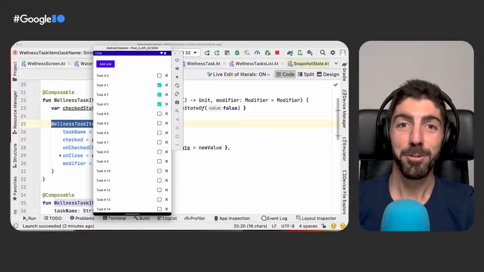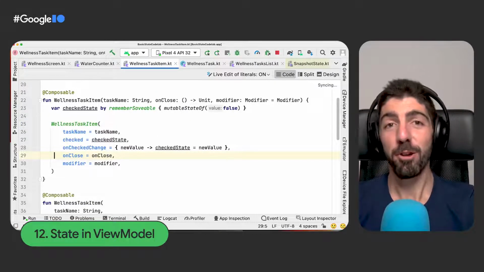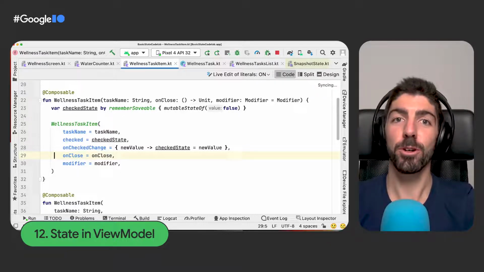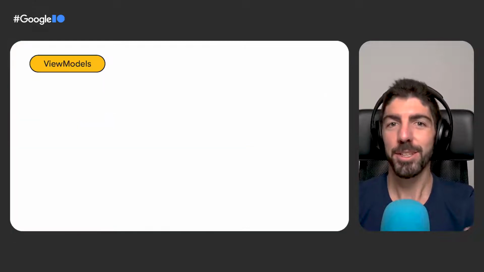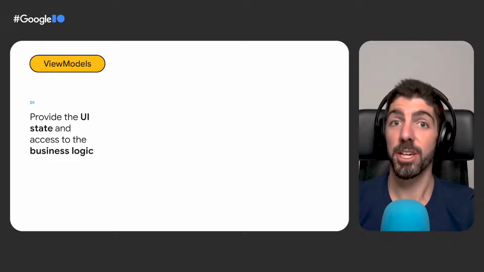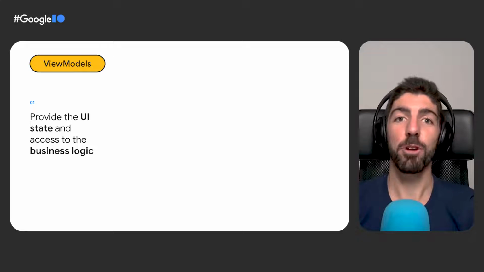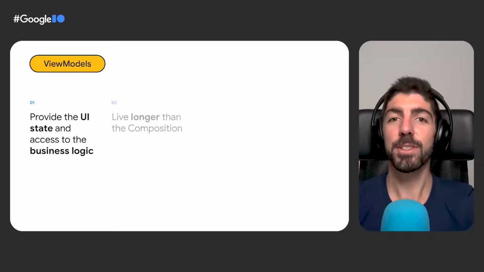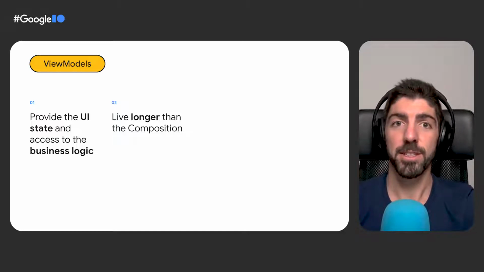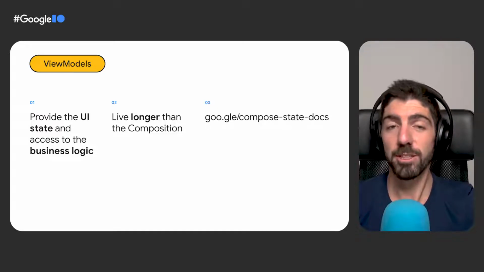Yeah, that's one of my favorite topics. And that's exactly what the next step of the Code Lab is about. If you're familiar with view models in Android, you would be very interested in learning how to work with view models in a Compose app. But in a nutshell, view models provide the UI state and access to the business logic that might be located in other layers of the app. Additionally, and the reason why we are mentioning view models here, is because they live longer than the composition, which means they survive configuration changes. This makes them a good fit to host UI state, for example, our list of tasks.